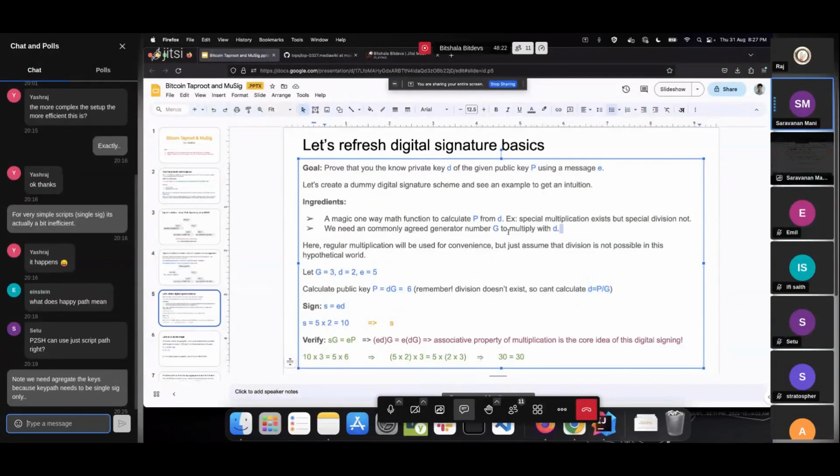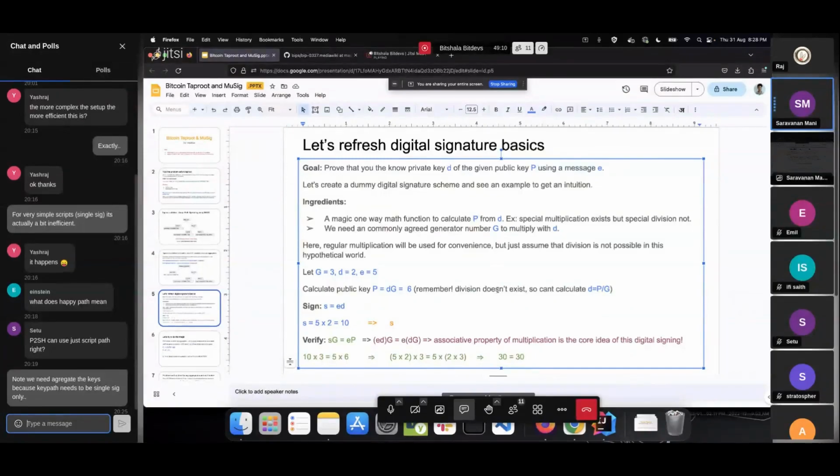If that is the case, we are going to have a common number called G. We call it the generator number. It is a common number for everyone using Bitcoin. It is going to be a constant. Only P and D will be varying. D is the private key, and P is the public key, which is derived using this private key. That is the initial system. How is it done? Simple. We just multiply D with this common number G. In an example, let's take 3 and 2, and E. E is nothing but the message that we are going to sign. We are just doing very basic math here, D times G, which is 6. And as we discussed, there is no division possibility here.